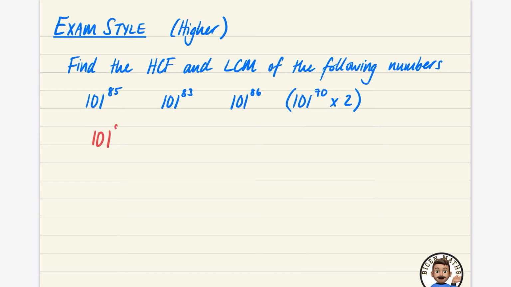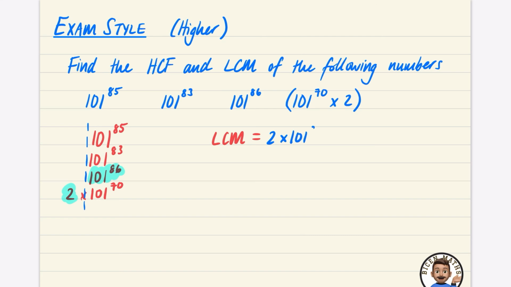We've got 101 to the power of 85, 101 to the power of 83, 101 to the power of 86, and then 2 times 101 to the power of 70. Now remember, for the lowest common multiple you pick the highest power. So in these different sections of these numbers, the highest power here is a 2, and the highest power here is 86. So the lowest common multiple is 2 times 101 to the power of 86. And you're just going to leave it in that form. You don't actually need to do any calculation.